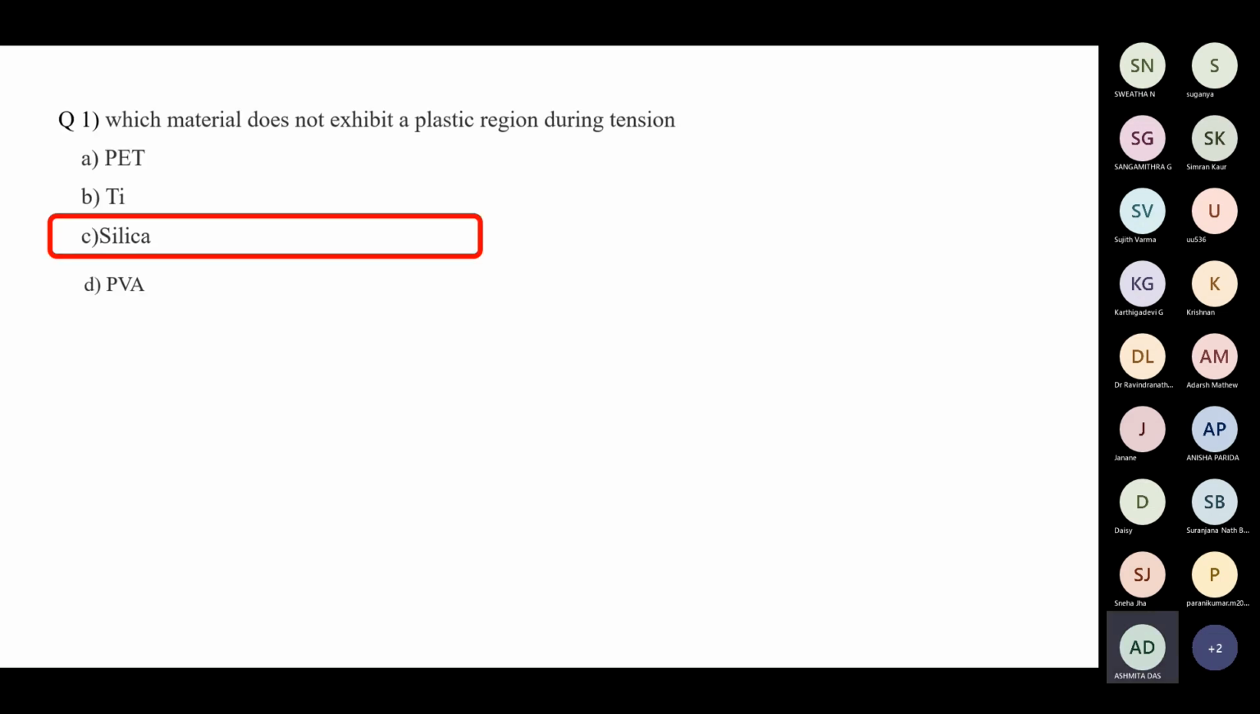Which material does not exhibit the plastic region during tension? Whoever knows the answer, kindly raise your hand.